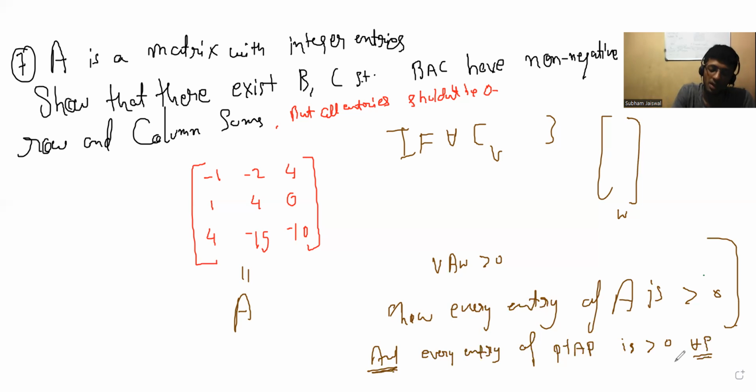And now there's a question for me. Is every entry of BAC positive for all B and C? This also the answer should be no, but I'm not giving this for you to think now. You can think, but these two first. Okay. All right. So that's what it is.